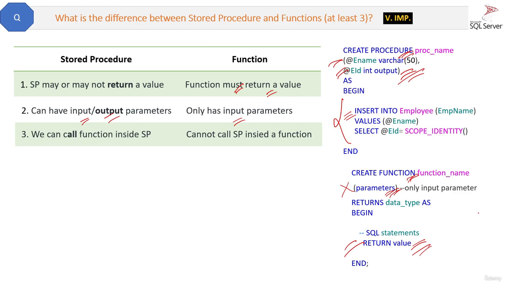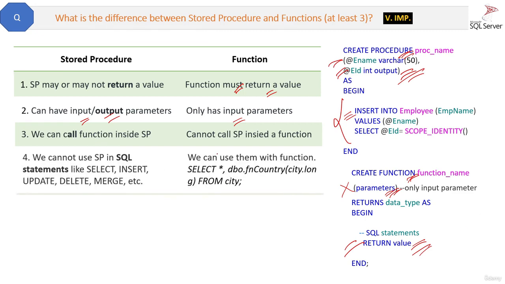Next difference is we cannot embed or use SP in SQL statements like select, insert, update, delete, merge, etc. But yes, we can embed or use functions like this. For example, here: select star comma dbo.fn_country. In this SQL statement, fn_country is a function, which is the advantage of a function, that it can be used with queries also like this. But we cannot write select like this with stored procedures.